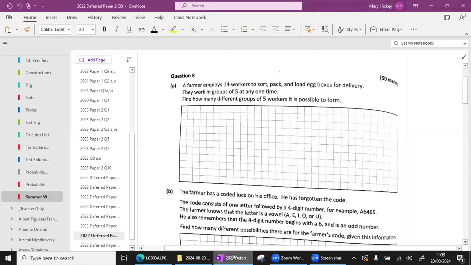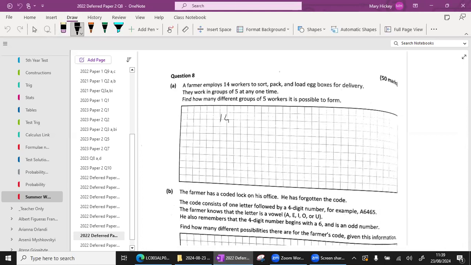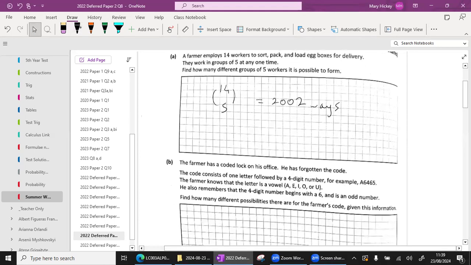So 2022 paper 2, and we're working on question 8, and this is the deferred paper. A farmer employs 14 workers to sort, pack and load egg boxes for delivery. They work in groups of 5 at any one time. Find how many different groups of 5 workers it is possible to form. Okay, so out of the 14 that he has on his books, he chooses any group of 5. So 14 choose 5. So we can do that direct.